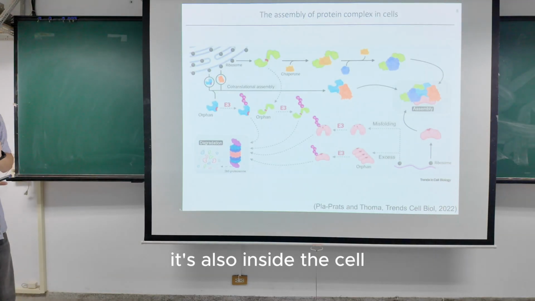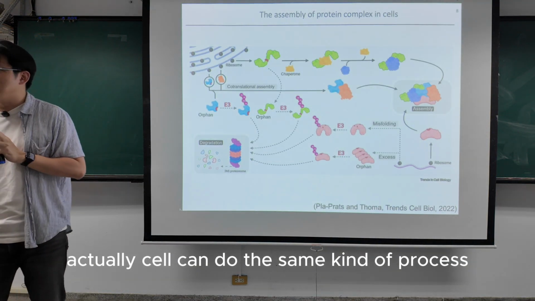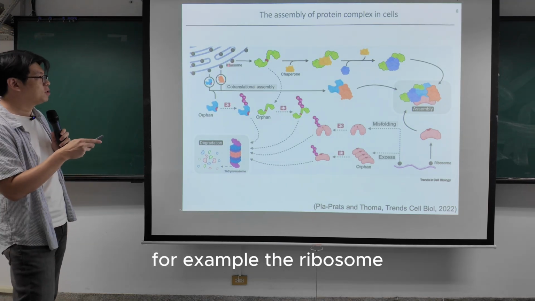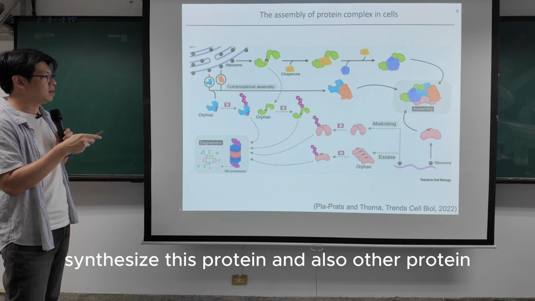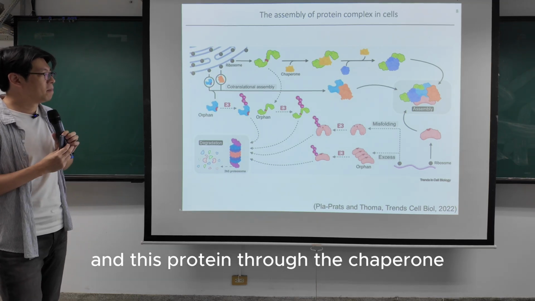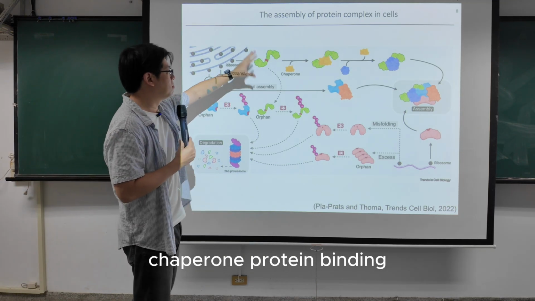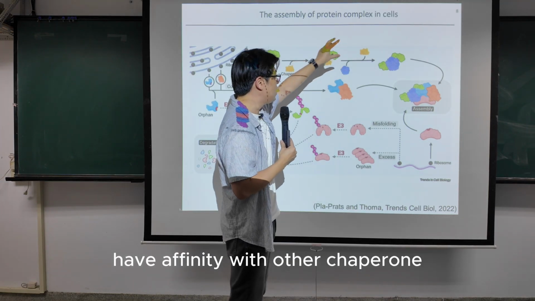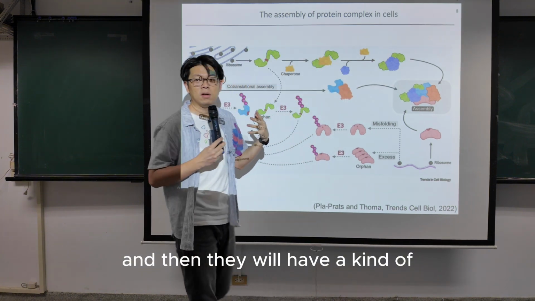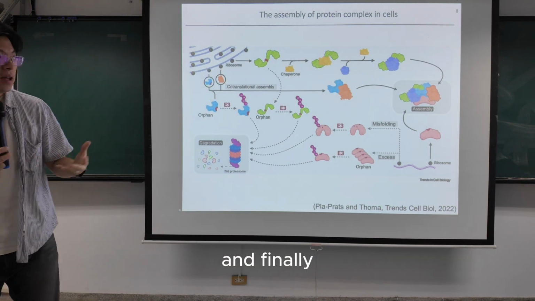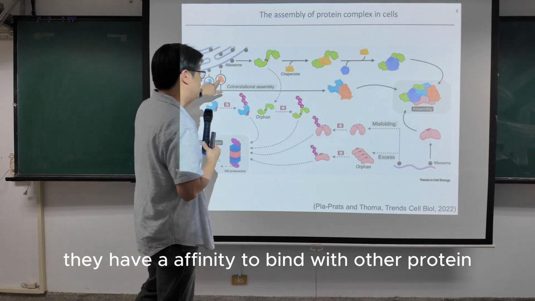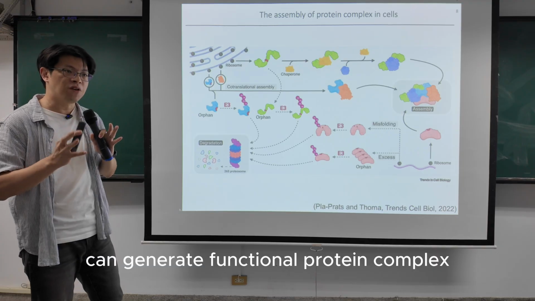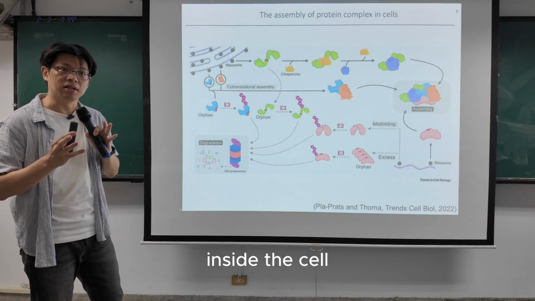It's also inside the cell. Actually, a cell can do the same kind of process, even crazier or more complicated. For example, the ribosome can synthesize this protein and also other proteins. And this protein, through chaperone protein binding, will change its conformation, and then it will have affinity with another chaperone, and keep changing its conformation step by step, and finally have affinity to bind with other proteins. So through this, the cell can generate functional protein complexes inside the cell.